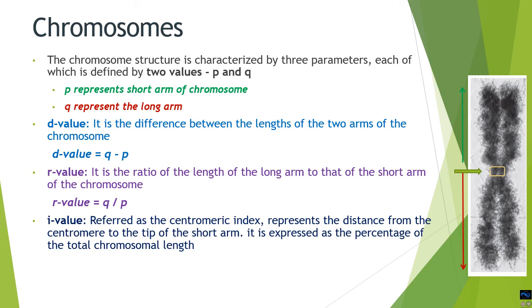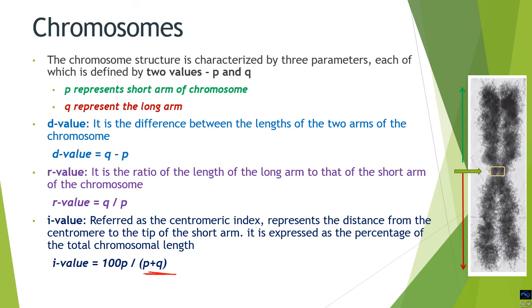However, the most important and most common way of representation of a chromosome in eukaryotes is given by the I value. It's also called the centromeric index. It represents the distance from the centromere to the tip of the short arm, and usually it is expressed as a percentage of the total length of a chromosome, and hence it is given as I value is 100 P divided by the summation of P and Q, that is the total length of the chromosome. Hence it will be a percentage.